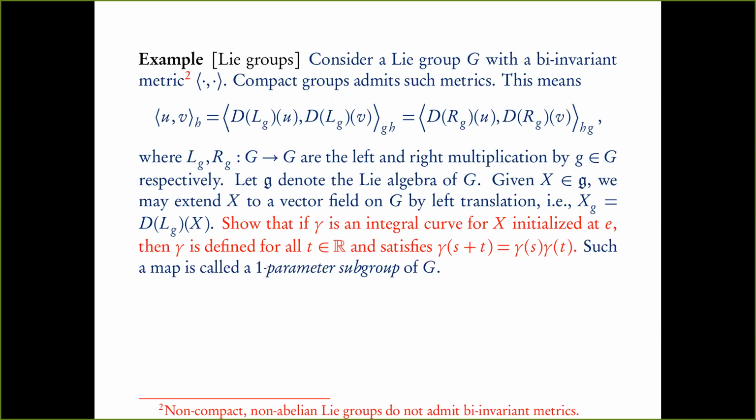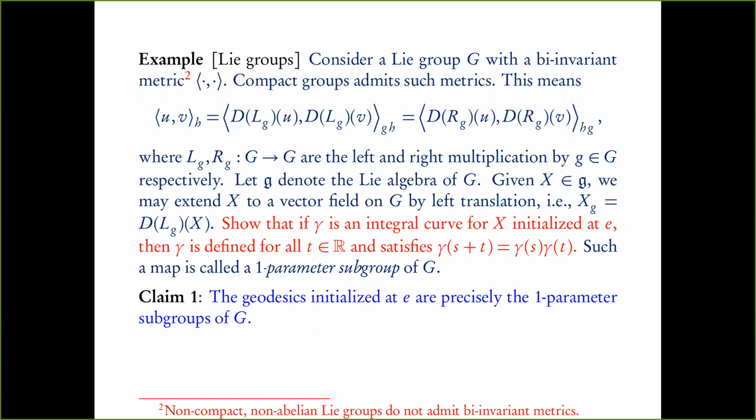Such a map is called a one-parameter subgroup. It's called a subgroup because, as I just indicated, gamma is a homomorphism, so the image is a subgroup. Okay. So we're going to make a series of claims. Let me make the first claim. I hope all of you are okay.